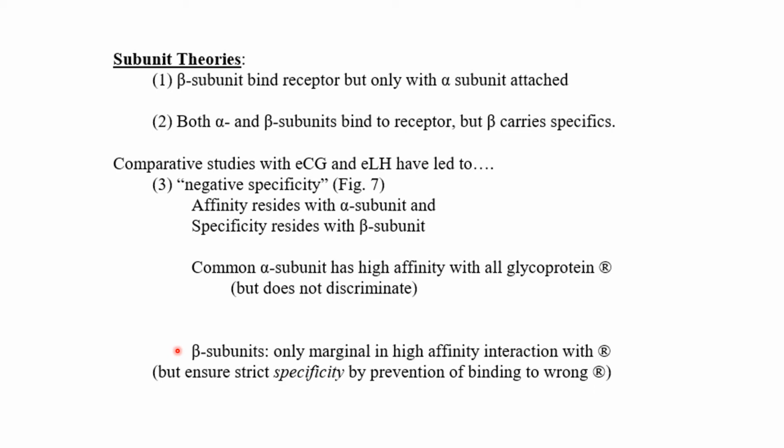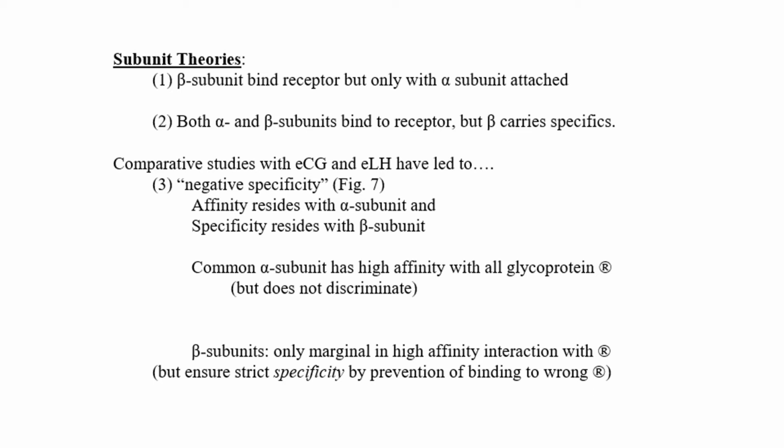So again, the three theories. One, it's the beta subunit that binds, but it'll only bind with an alpha attached. Two, both bind, but beta carries the specifics. And then what's shown in figure 7 is the negative specificity theory, where that theory states that the alpha subunit will bind to any glycoprotein hormone receptor. It's the beta that has the specificity.